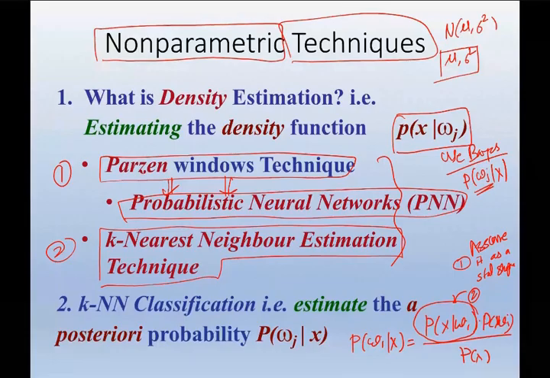So this is one way. The second, or third rather, is called k nearest neighbor classification, where we estimate directly from data probability of omega j given x. These methods are quite popular till now, where we do this estimation directly from data. So we will move slowly from the first two methods, then we will see what is the third method, which is, as I said, very popular.